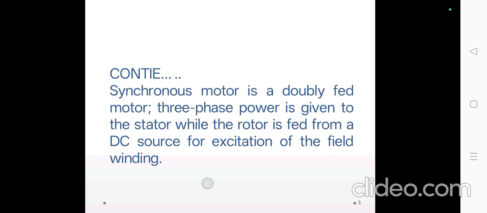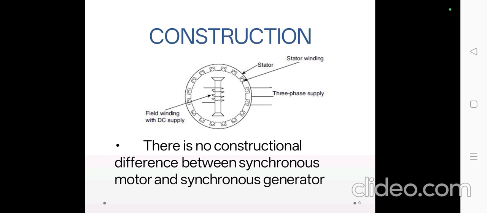Next, the construction of the synchronous motor. There is no constructional difference between a synchronous motor and a synchronous generator. Similarly, in the DC machine, there is no constructional difference between motor and generator. In the same way, the synchronous motor and synchronous alternator have the same construction features. It has two parts, one is the stator, another one is the rotor.